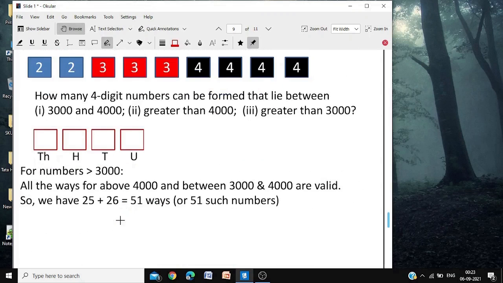Now let's see the next one. Greater than 3000. Now greater than 3000 will include greater than 4000. So all the ways for above 4000 and all the ways between 3000 and 4000 are valid. So we had 25 plus 26, or 51 ways. Total 51 such numbers. We got 25 of them between 3000 and 4000 and 26 numbers more than 4000. So total 51 numbers more than 3000.